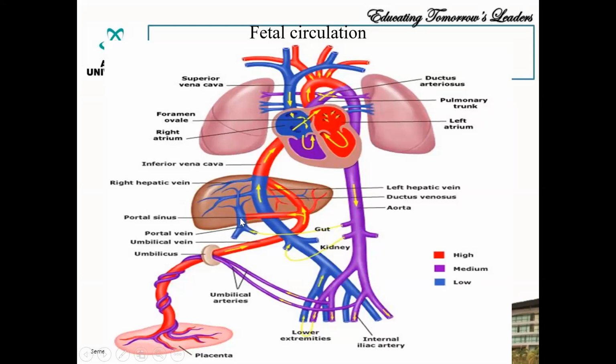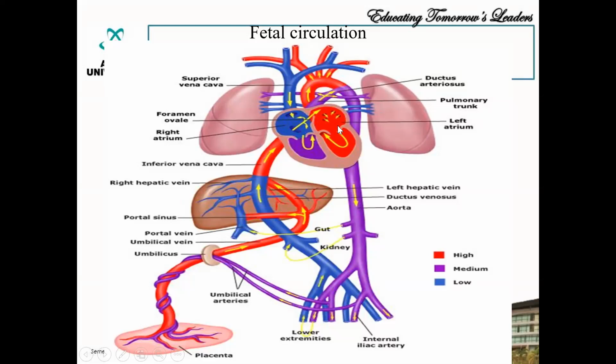One is the portal sinus, which is a direct branch from the umbilical vein. It will be going to the liver of the baby. Then second is this foramen ovale, which is the opening between the right and the left atrium. So this little bit of deoxygenated blood will be going directly to the left ventricle.